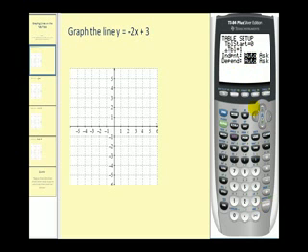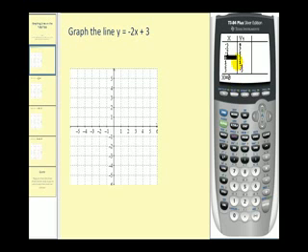Now we're ready to go to the table. Notice that right above the graph button, there's table written in blue. So to access the table, we have to press second graph. And now we can scroll up and down this t-table to find the coordinates of an infinite number of points that would be on this line. So here's the point 0, 3, then there's the point 1, 1, 2, negative 1, and so on.